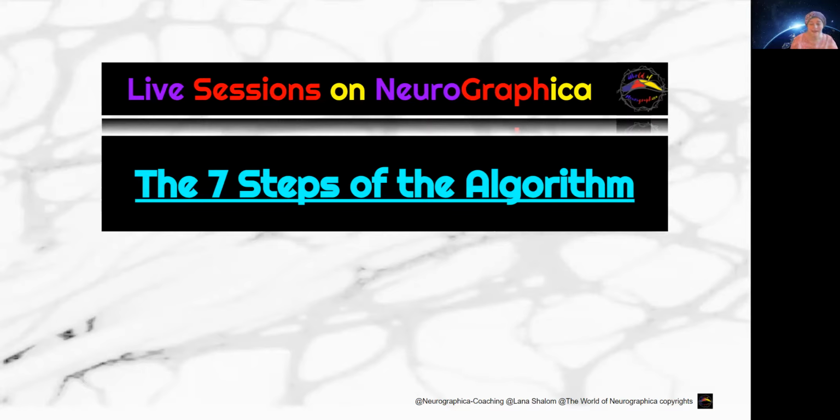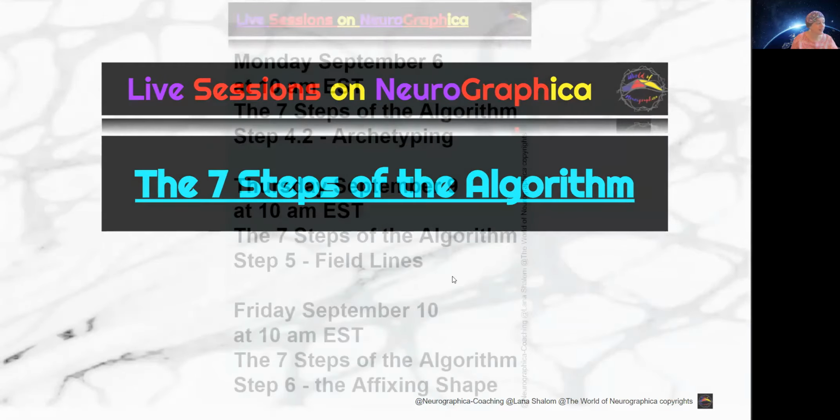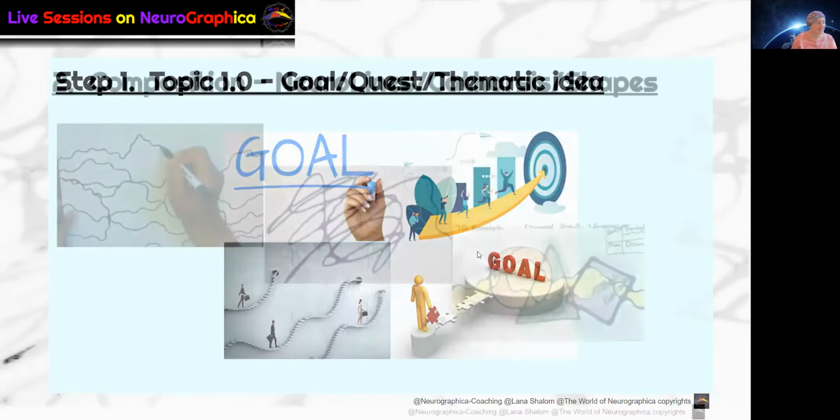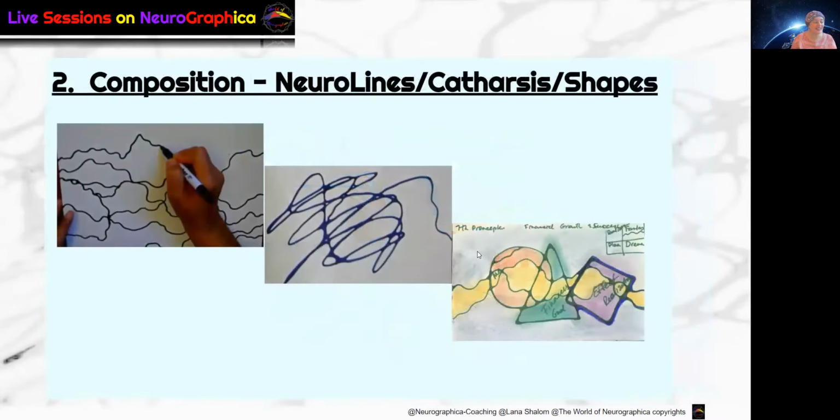For the last 2 weeks, we've been going through other steps, right? Step 1, just to remind all of you who are not so familiar or who may have forgotten. Step 1 is setting the goal, setting the topic, figuring out what your thematic idea is for drawing Neurographica. Step 2 is adding the composition, starting your composition.